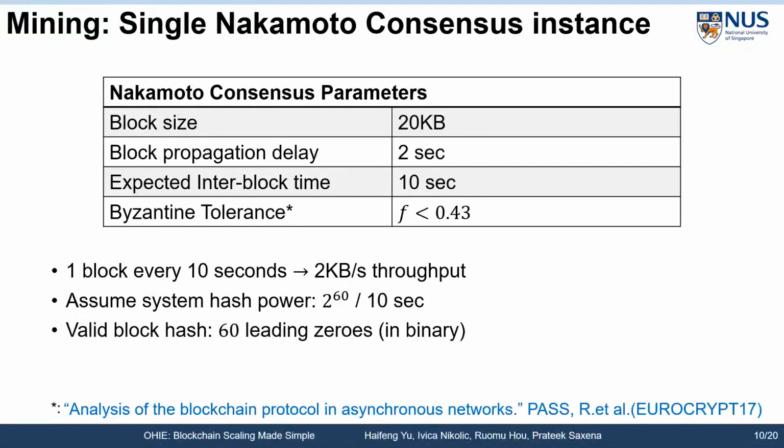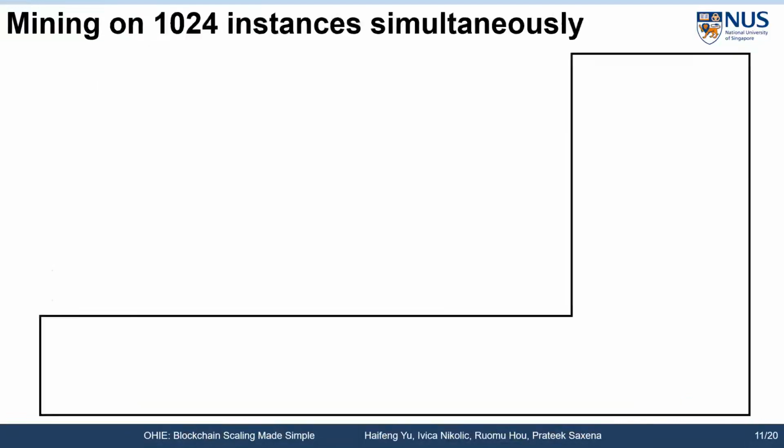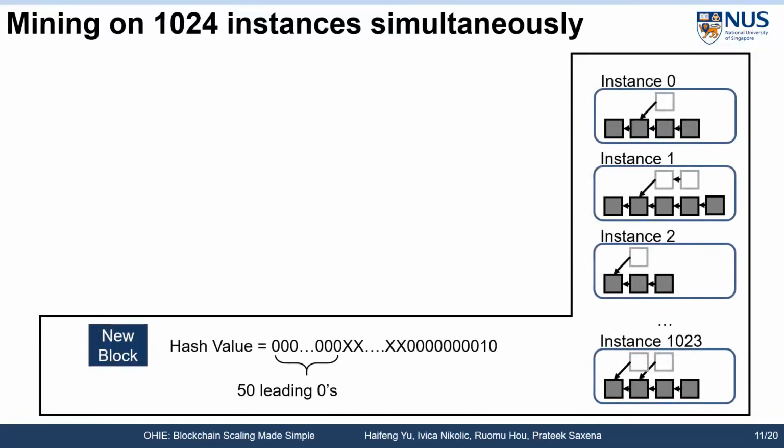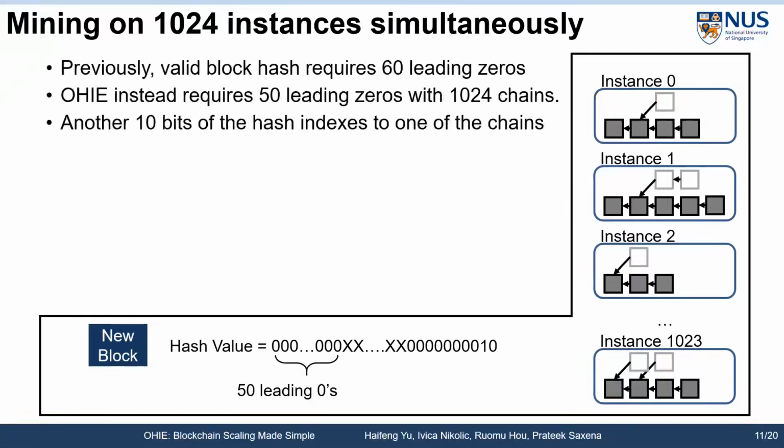Then, each valid block should have 60 leading zeros in its hash value. Now let's see how OHIE can use 1024 such Nakamoto consensus instances in parallel. Previously in Nakamoto consensus, we require each block hash to have 60 leading zeros. Now in OHIE, with 1024 parallel chains, we only need each valid block to have 50 leading zeros. Another 10 bits of the block hash is used to assign the block to one of the 1024 chains.